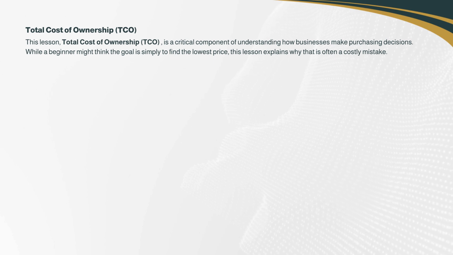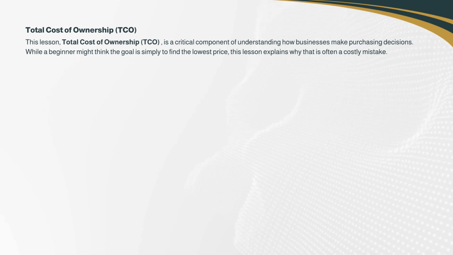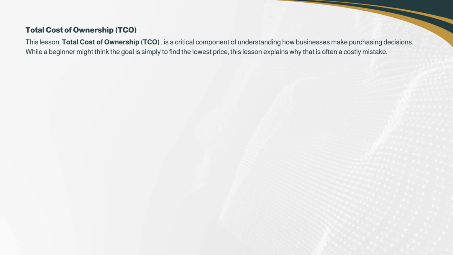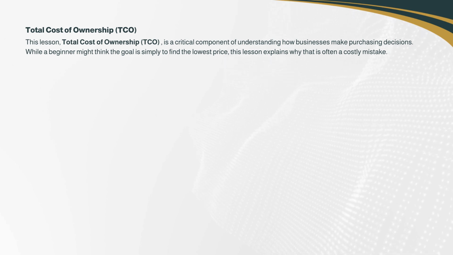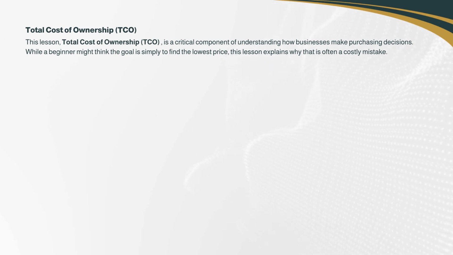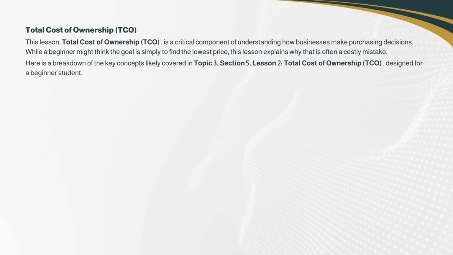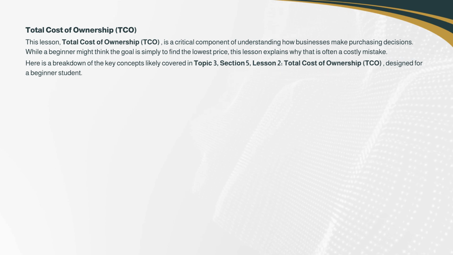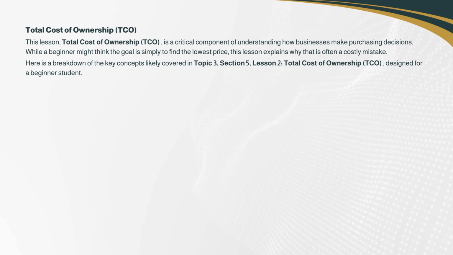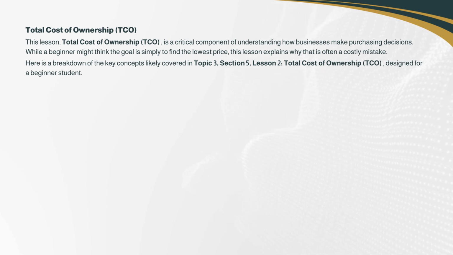This lesson, Total Cost of Ownership, TCO, is a critical component of understanding how businesses make purchasing decisions. While a beginner might think the goal is simply to find the lowest price, this lesson explains why that is often a costly mistake. Here is a breakdown of the key concepts likely covered in Topic 3, Section 5, Lesson 2, Total Cost of Ownership, TCO, designed for a beginner student.